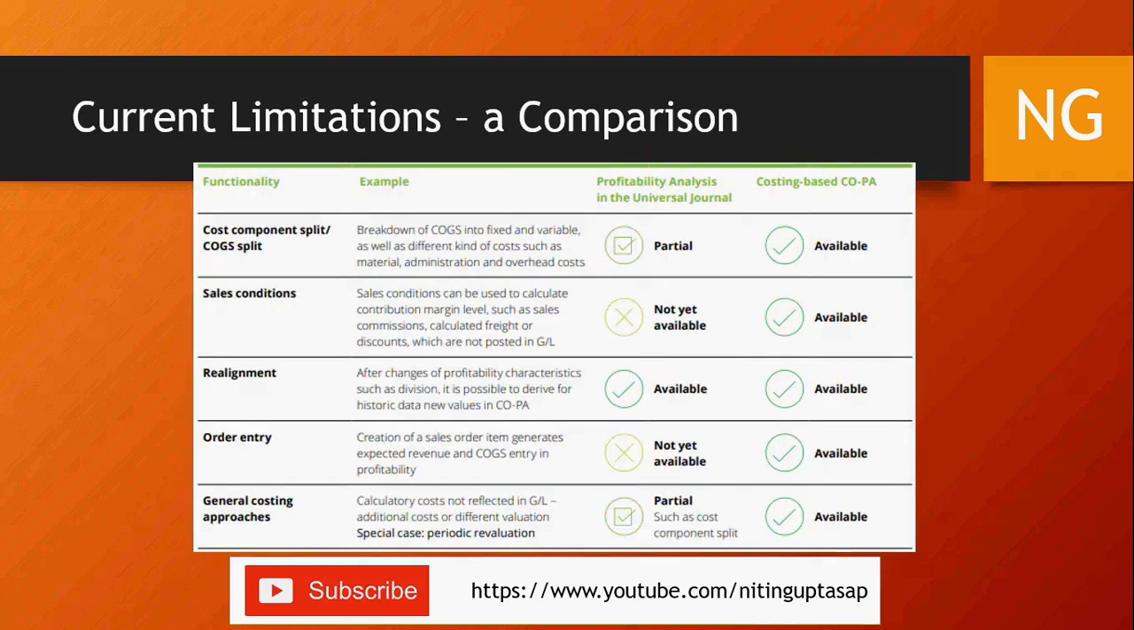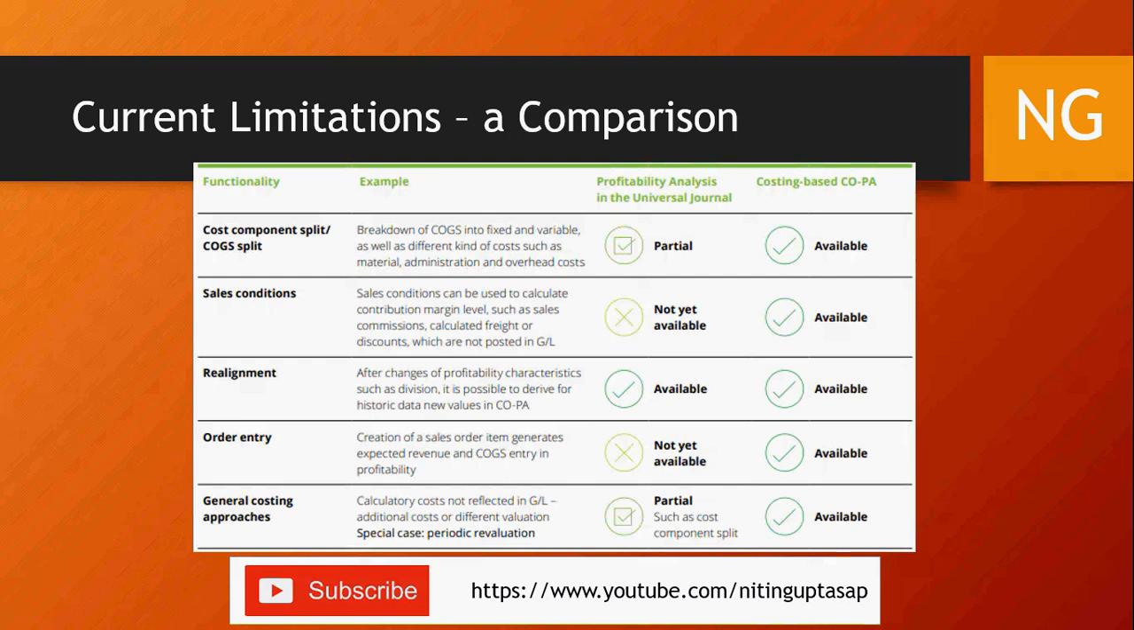However, it has some limitations as well. Cost component split is partial. Breakdown is available for some, but there is no material, admin and overhead cost, which is available in cost-based. Sales condition can be used to calculate contribution margin level, which is not yet available in simplified COPA, but available in cost-based.